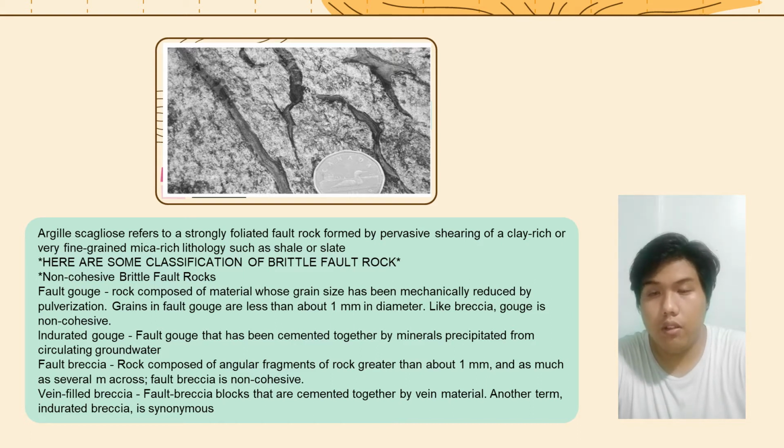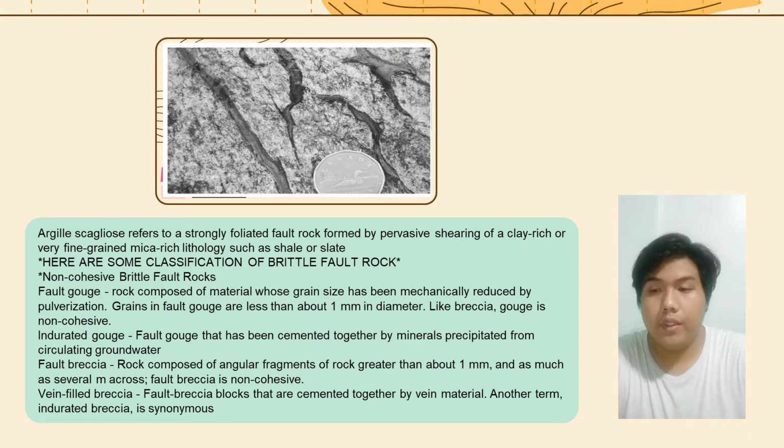In non-cohesive brittle fault rock, there is fault gouge. It is rock composed of minerals whose grain size has been mechanically reduced by pulverization. Grains in fault gouge are less than about 1 millimeter in diameter. Like breccia, gouge is non-cohesive. Indurated gouge is fault gouge that has been cemented together by minerals precipitated from circulating groundwater.